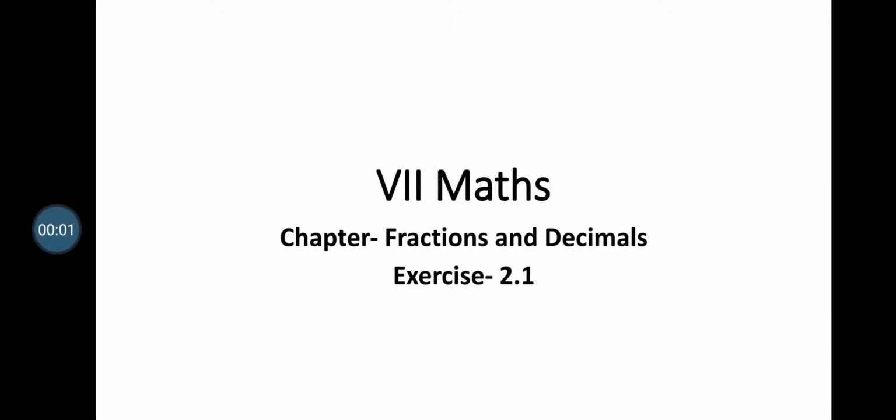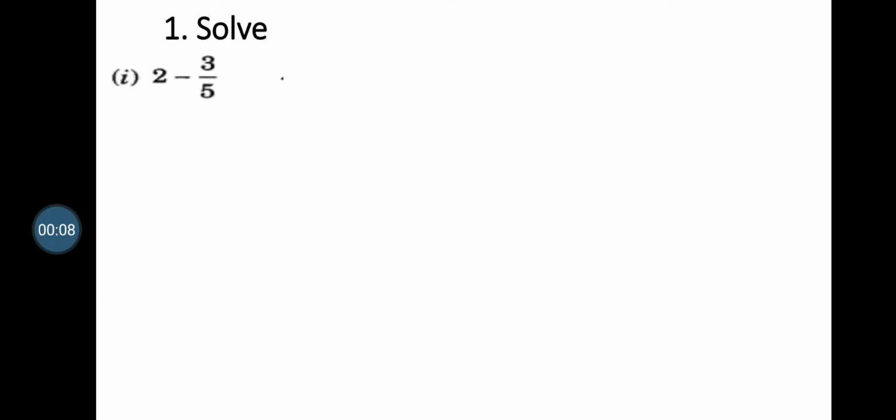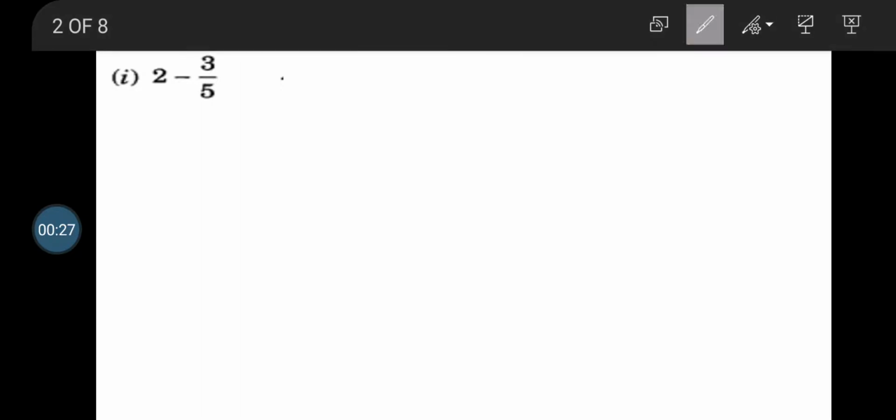Hello students, in the chapter fractions and decimals, let's solve exercise 2.1. First problem, 2 minus 3 by 5. So here a fraction is subtracted from a whole number. It's not possible directly, so we have to bring the denominator same in both the numbers, then only we can subtract. In order to do that, we have to take the LCM of both the denominators.